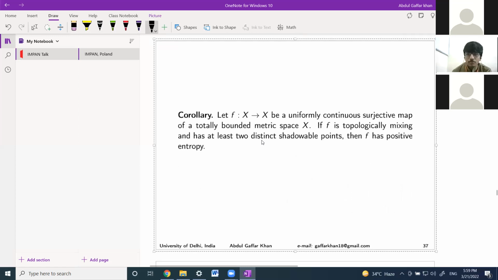Combining the above results, we can show that if f is topologically mixing and has at least two distinct specification points, then the map has positive entropy.